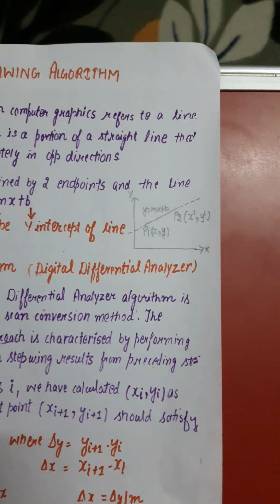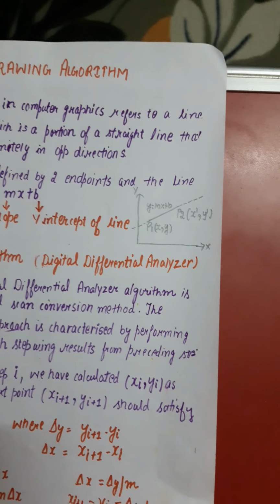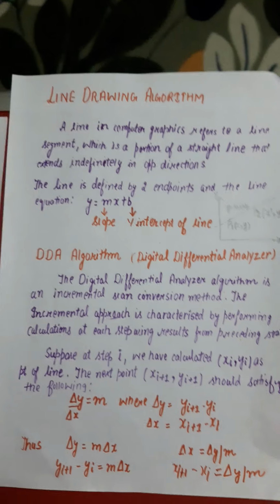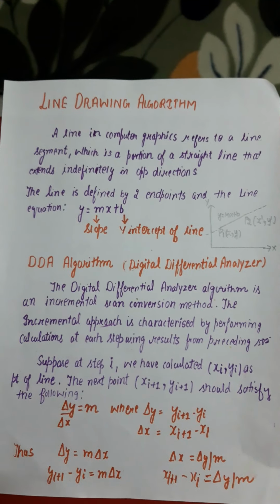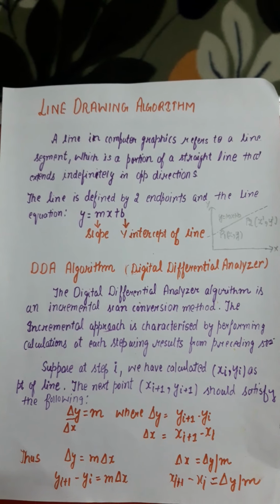You can see in the figure here, P1 and P2 are two endpoints of the line, and this line is extended in the dashed form in the opposite direction, right? And the equation of the line is y equals mx plus p, where m is the slope value and p is the y-intercept of the line.